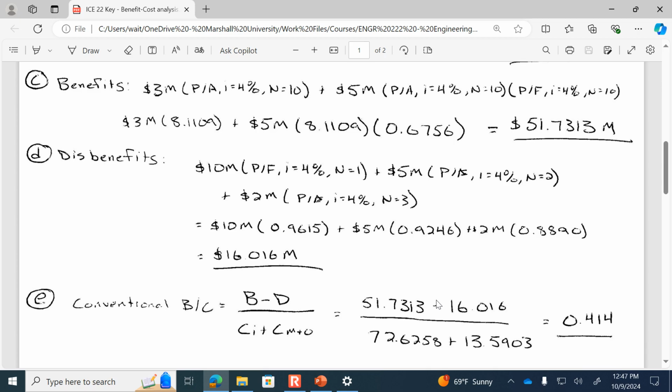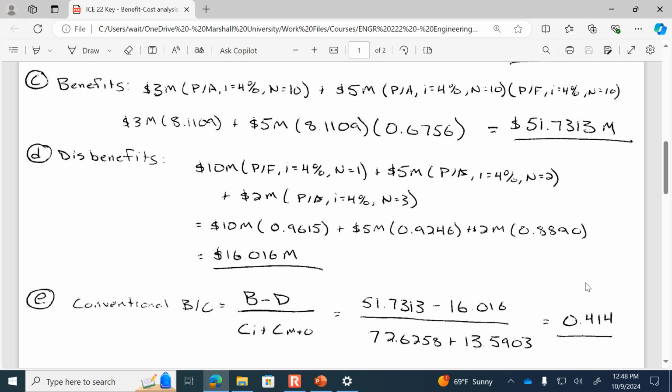What I mean by net benefits is if we subtract out the disbenefits from the benefits. So a ratio, you can think of it as how many dollars or cents of benefits are being delivered for every dollar of cost. So if the denominator is 1, then the numerator of the ratio represents how much value is being delivered for every dollar. So it's like you're spending $1, but you're only getting 41 cents back. So it's not a good investment.